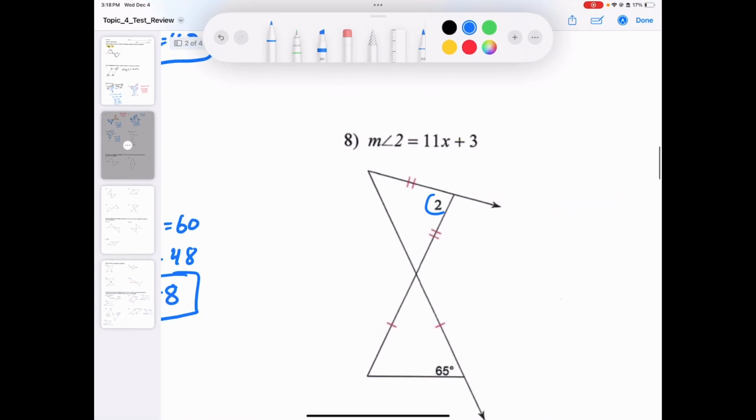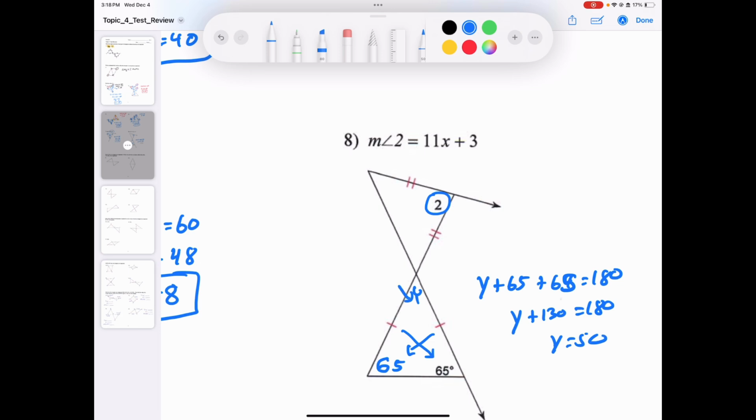Number 8, angle 2 is way over there, so let's just figure out what we know. We know that's 65. I'm going to call this y. So y plus 65 plus 65 has to be 180. I don't know why I put a 64 there. Let's make that 65. So y plus 130 is 180. So y equals 50. So that angle is 50. That makes this angle 50 and this angle 50 because they're opposite sides of an isosceles triangle.